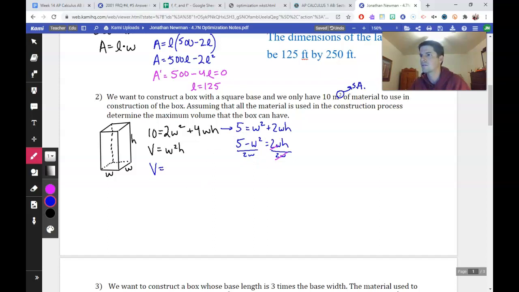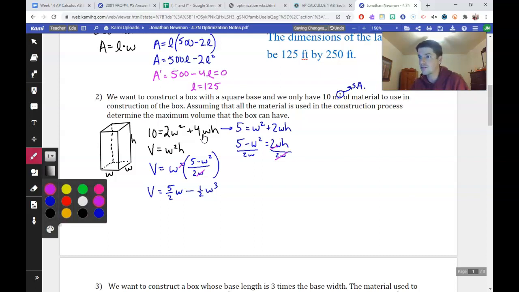And we're going to see some nice things happen. So W squared times (5 minus W squared) over 2W. First of all, that W and W divide out. So we are left with 5 halves W minus 1 half W cubed. I divided both of those by 2, and I'm realizing in my notes I had the wrong answer because I forgot this 4, I left off that 2 there. So we'll just continue with this. So that's our volume.